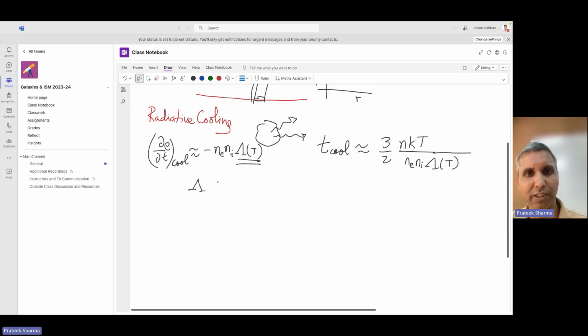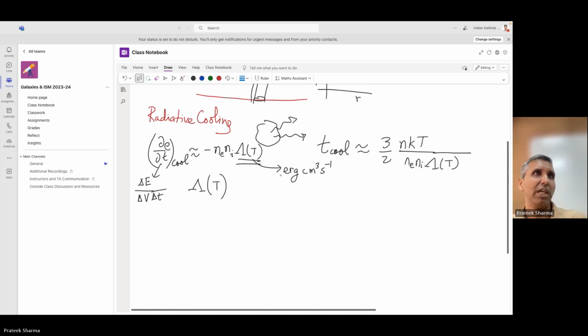So if you plot lambda as a function of T, what are the units of lambda? It's erg centimeter cube per second, right? Because n squared is centimeter to the minus 6. So this is nothing but the rate of change of energy, energy per unit volume per unit time. This lambda is the cooling function. What you're doing is integrating over all the frequencies: how much energy does this plasma lose in total at a given density and at a given temperature?